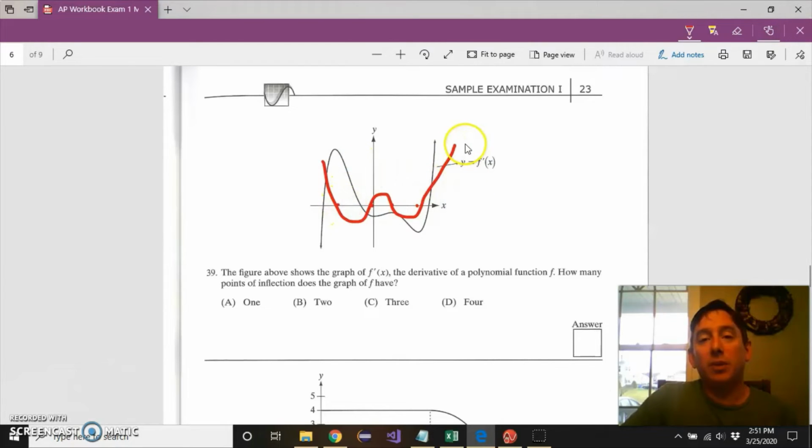Now, if this is f double prime, you realize the zeros, or more specifically, where it crosses the x-axis, not where it just hits the x-axis. Wherever this thing crosses the x-axis, back on the original f we had a point of inflection. So that happens 1, 2, 3, 4 times. D.